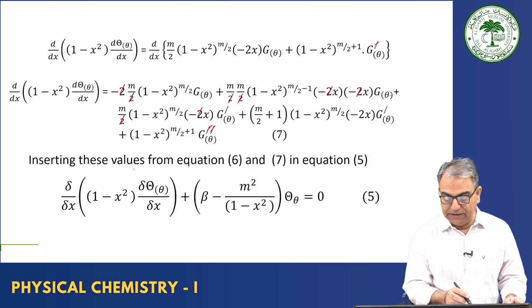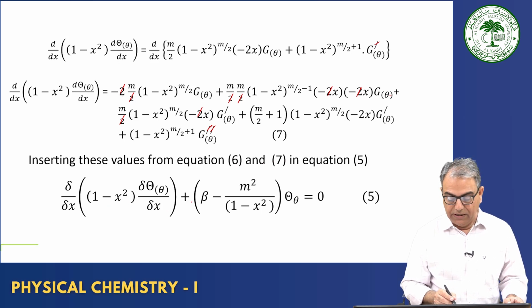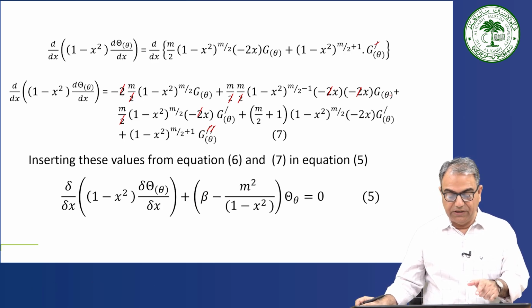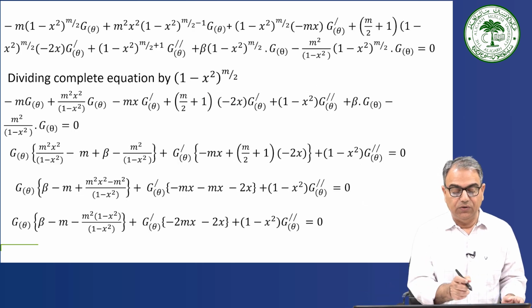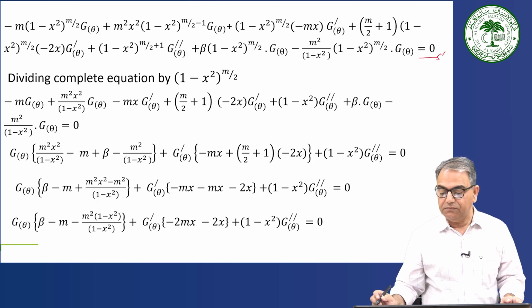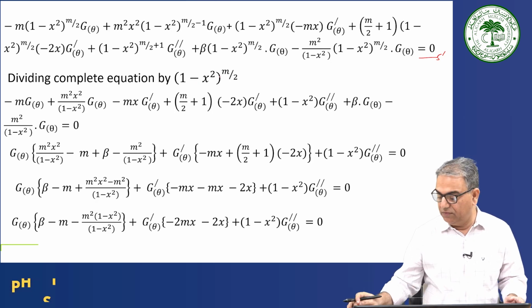So finally, inserting these values from equation number 6 and equation number 7 into equation 5, what you get is del by del x of 1 minus x square d theta theta by dx plus beta minus m square by 1 minus x square theta theta. This was your equation number 5. If you put the values into this equation, you get equation 5 prime, just to name it. Now you divide this complete equation by 1 minus x square to the power m by 2.